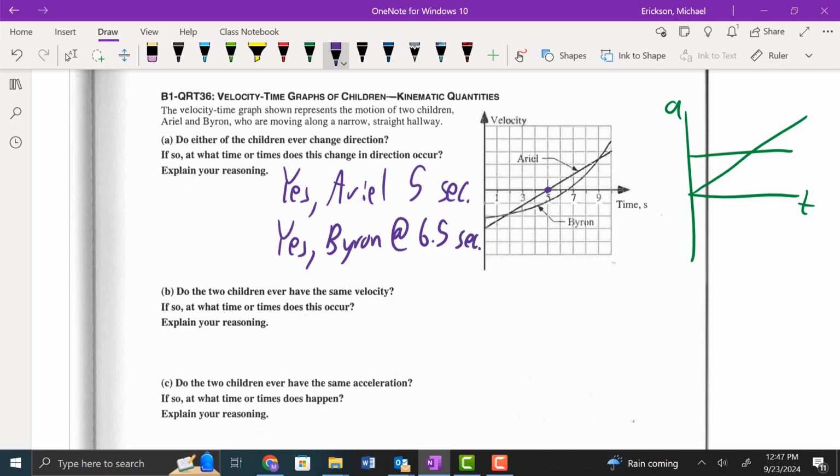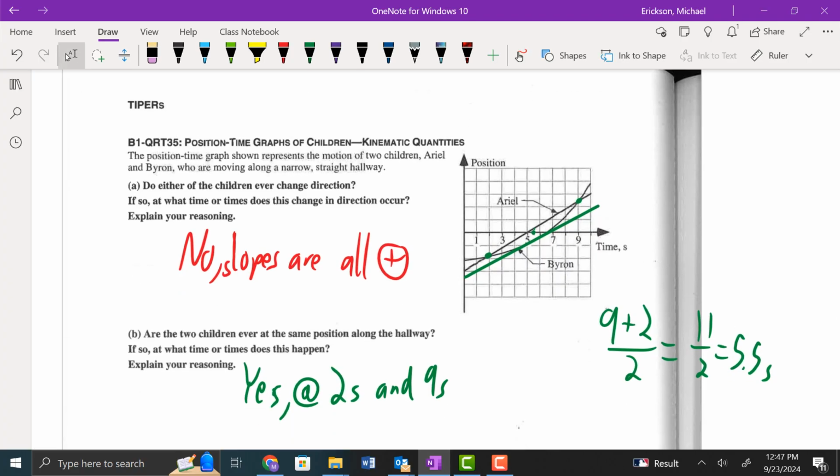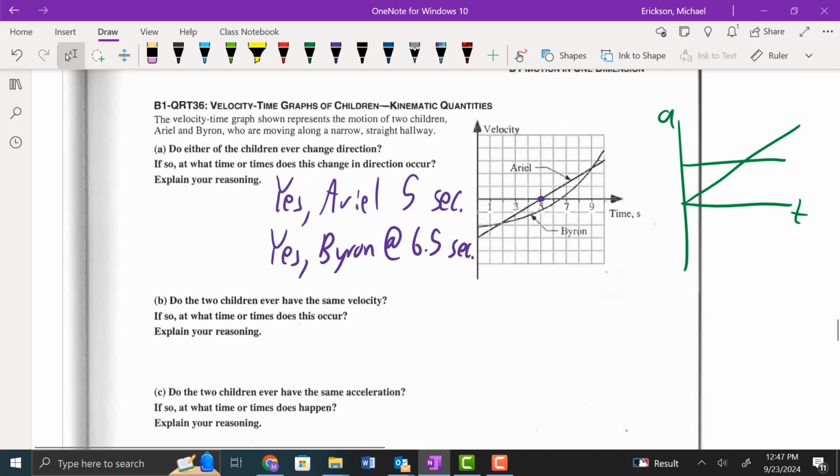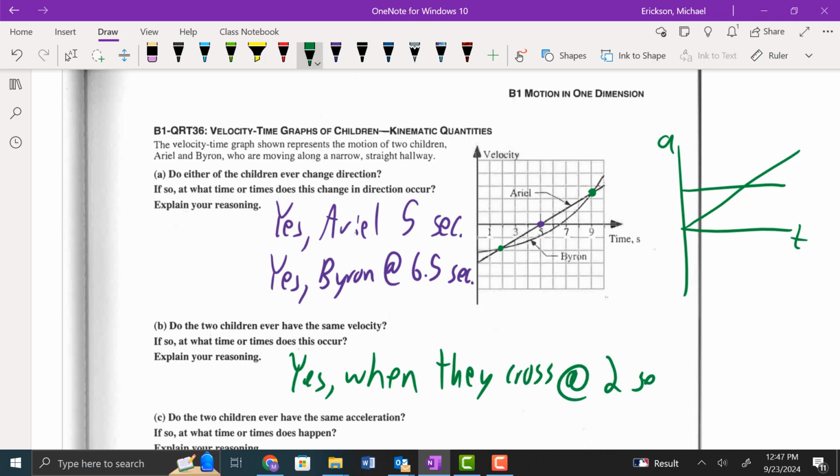Do they ever have the same velocity? Yeah. So, I want you guys to do this first, because if I give you the answers, it's just going to go out your head. But just like how on a position time graph, I could tell when they're at the same position when they cross, a velocity time graph follows the same rules for velocity as it was position before, when they cross. So yes, when they cross at 2 seconds and 9 seconds.